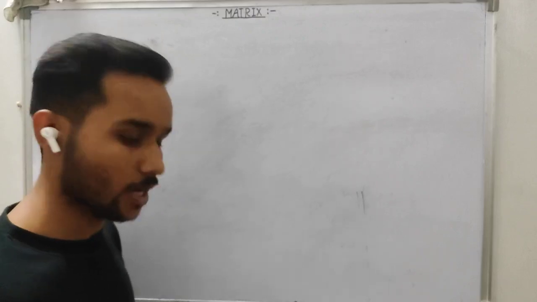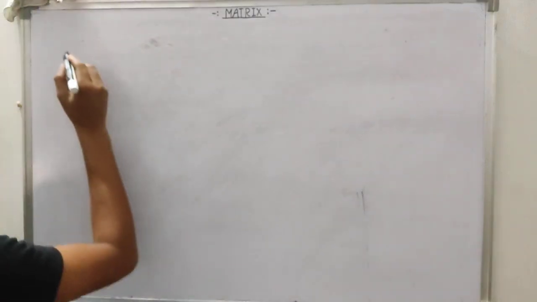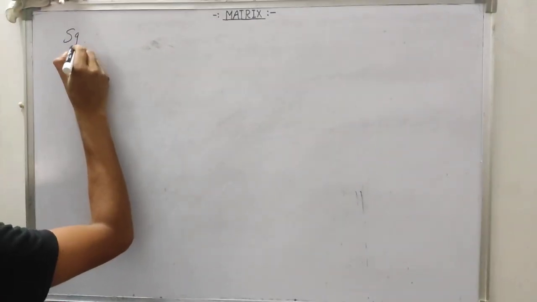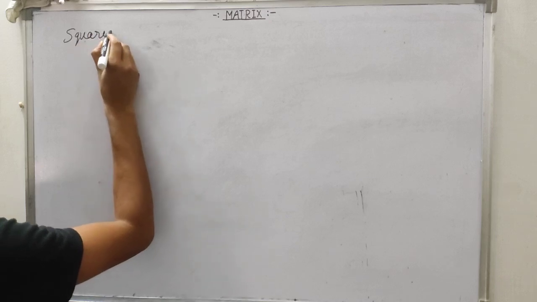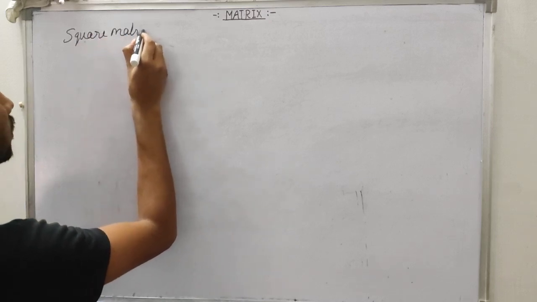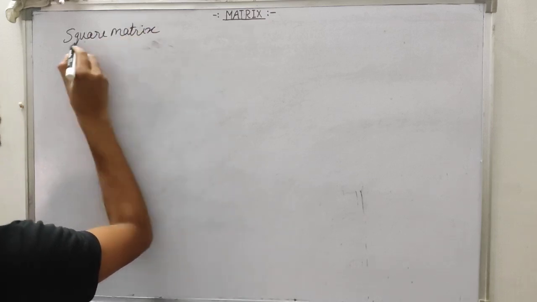Today we discuss square matrix and types of square matrix. Let's start with the definition of square matrix.